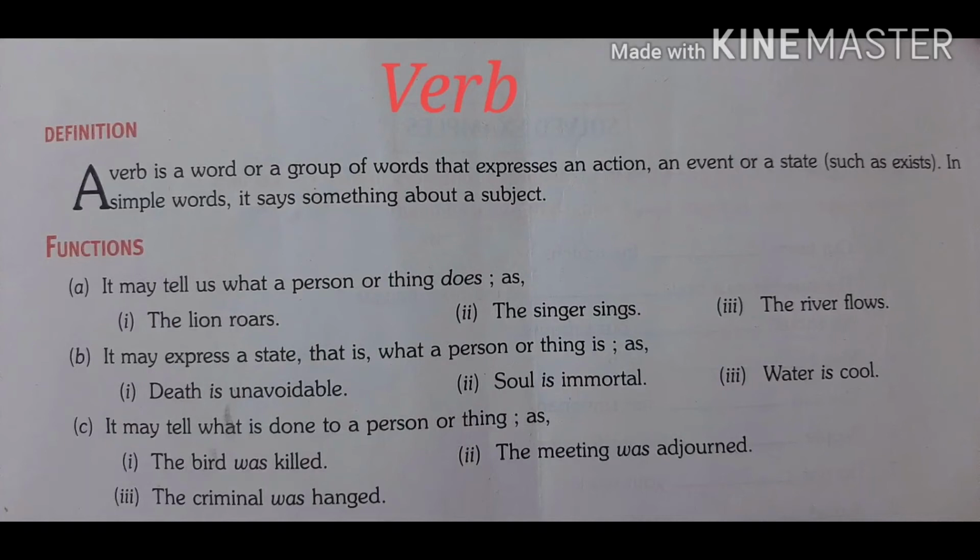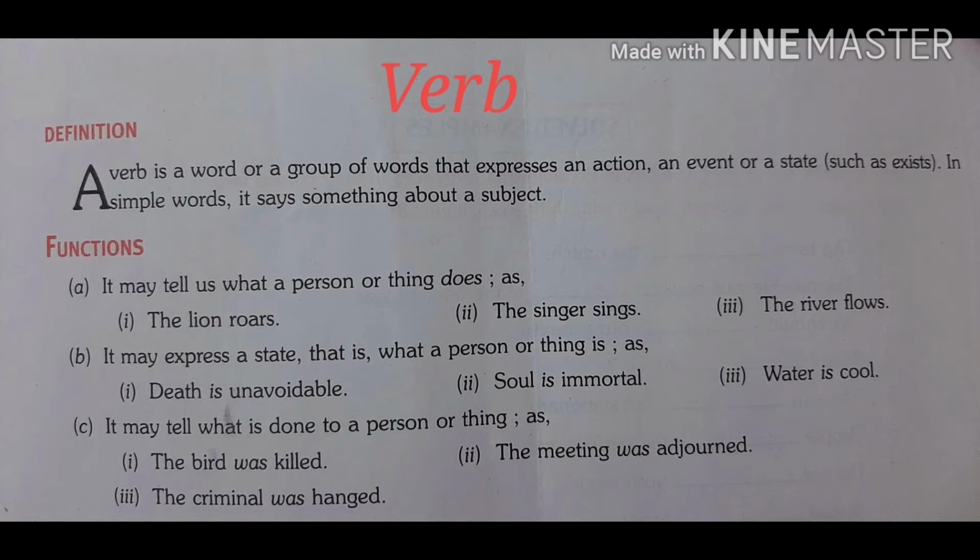Then today we are going to start our new topic, and that is verb. You have already read about verb. First, definition of verb. A verb is a word or a group of words that expresses an action, an event, or a state. In simple words, it says something about a subject.